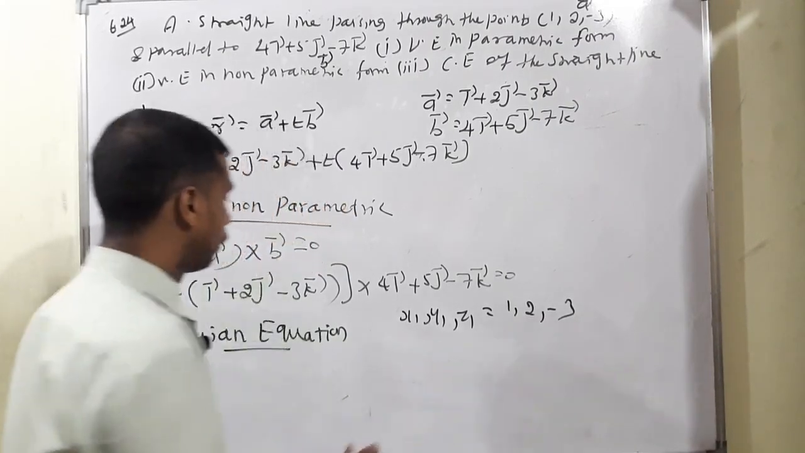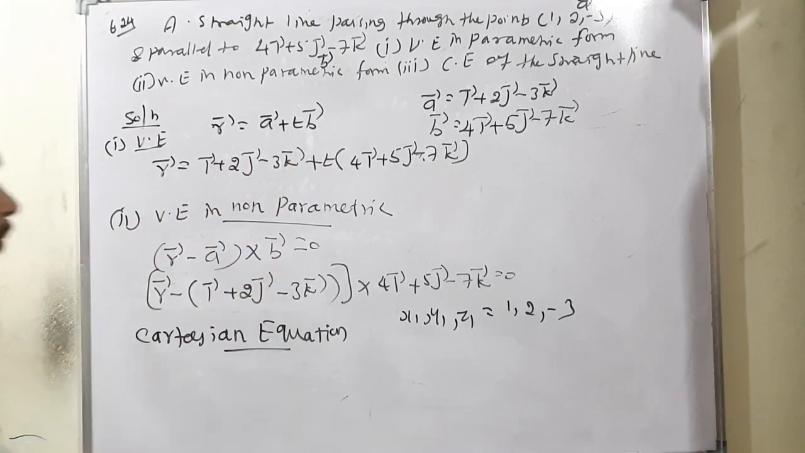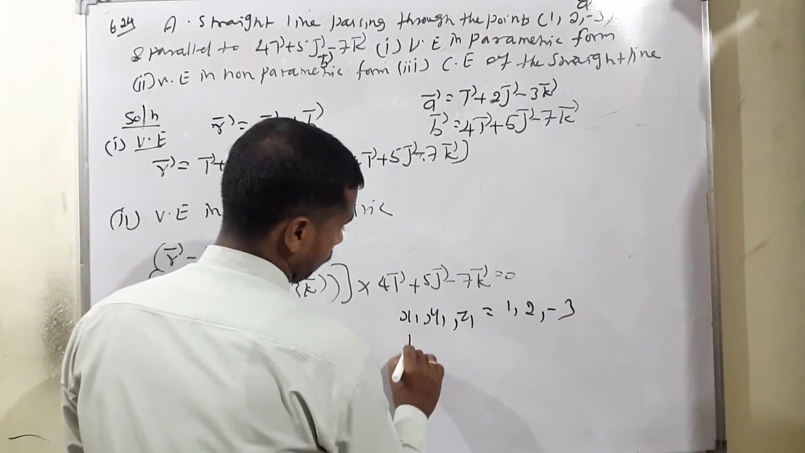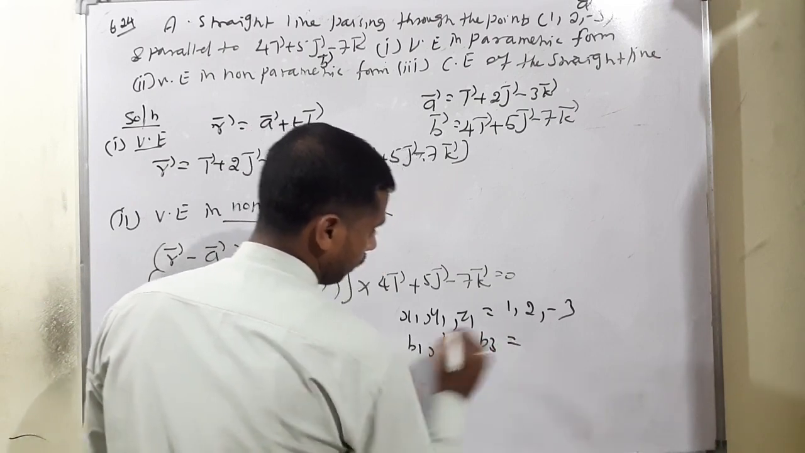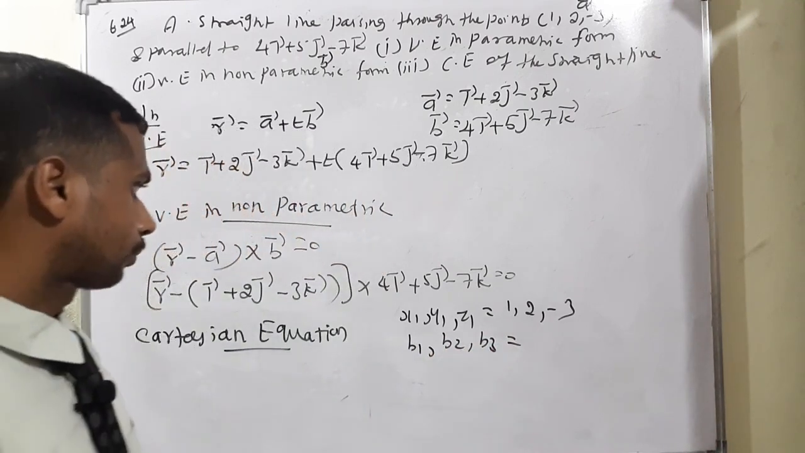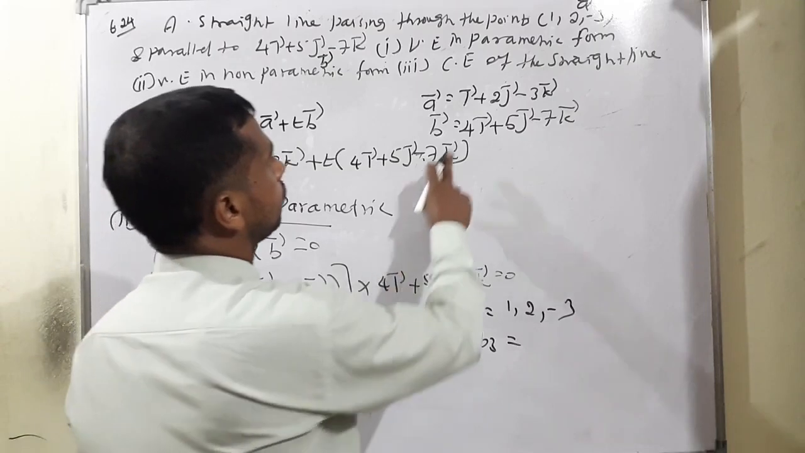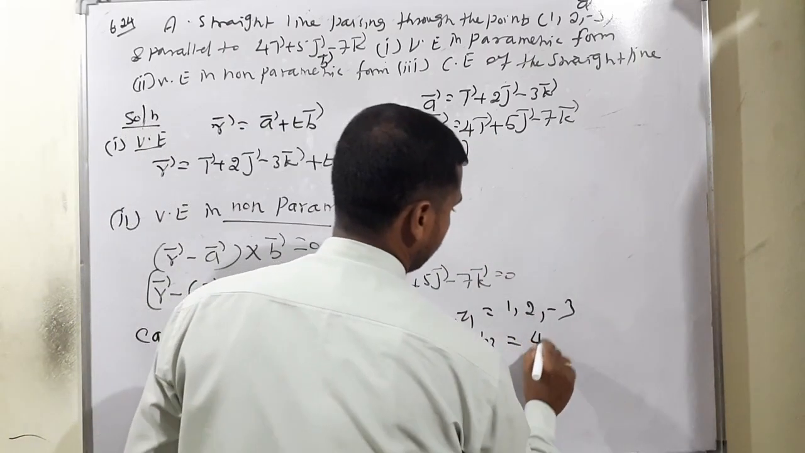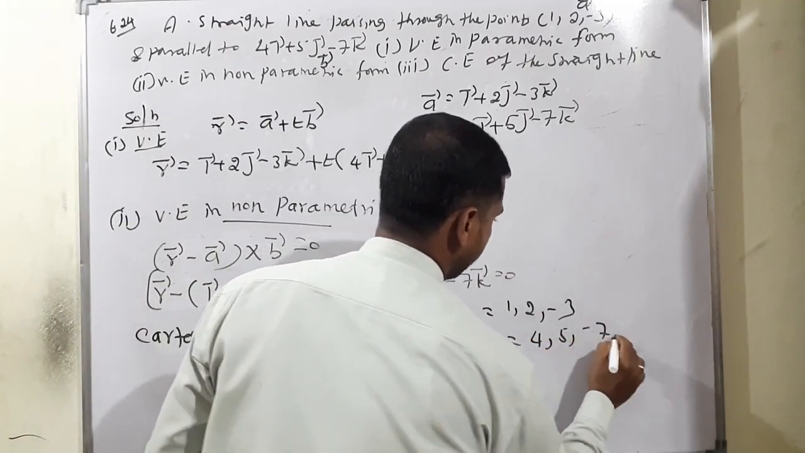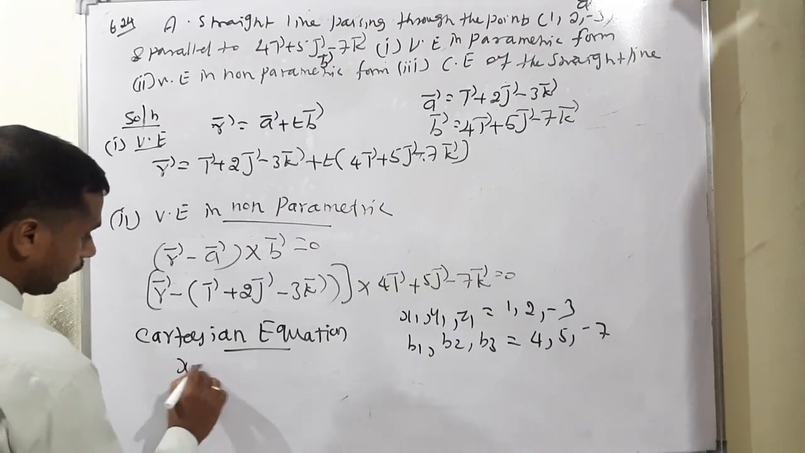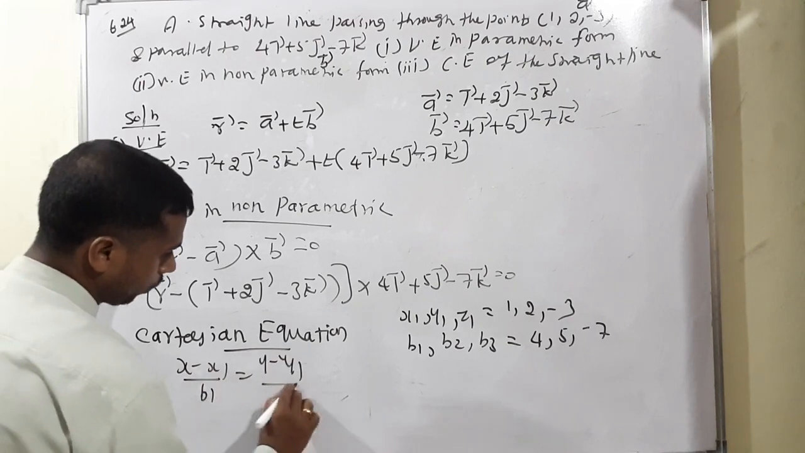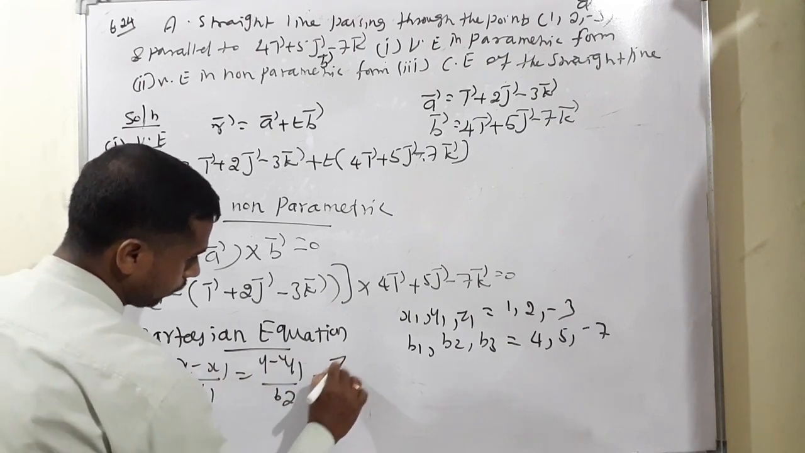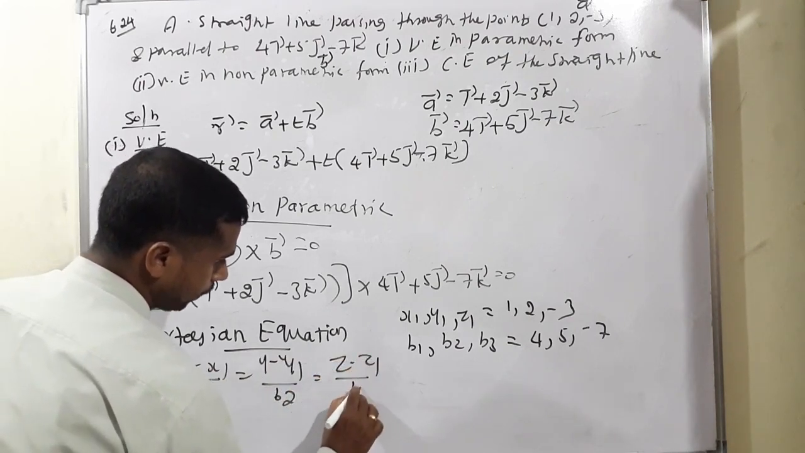There is one more point, the B vector. So B vector means B1, then B2, then B3. So B1, B2, B3 is definitely 4, 5, minus 7. The formula: x minus x1 by B1 is equal to y minus y1 by B2 is equal to Z minus Z1 by B3.